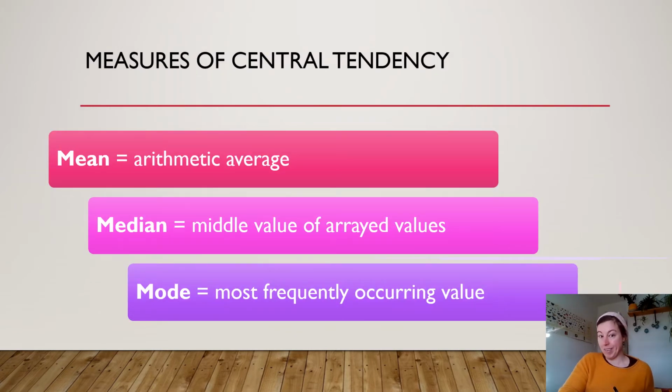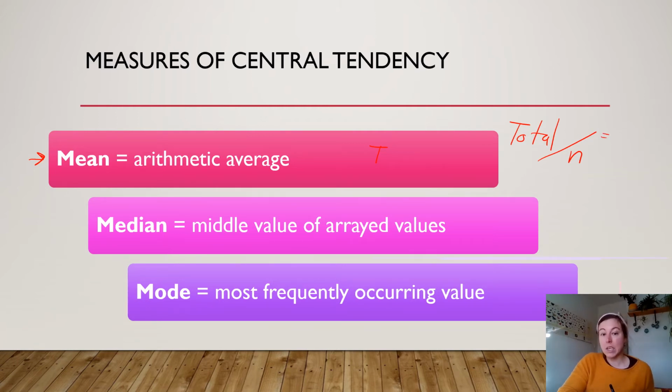We're going to start with some easy stats. These are ones that you've probably used before. The mean is the average. So when we add up all the numbers and then divide by how many numbers there are, we're taking our total and then we're dividing by the number of numbers. That gives us our average.